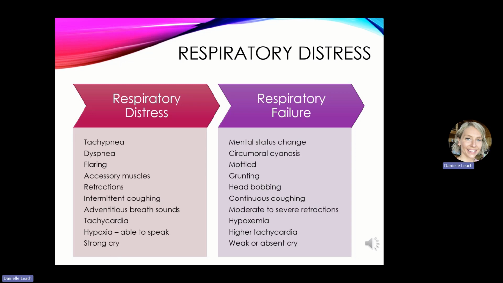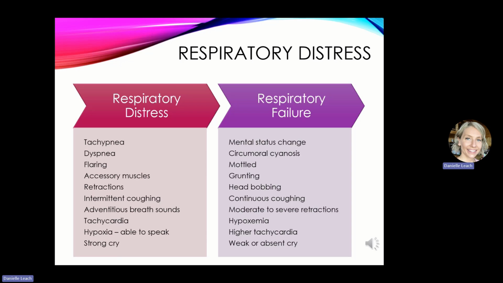So the difference between respiratory distress and respiratory failure in children, respiratory failure being the more severe of the two. In respiratory distress, the child will have tachypnea, dyspnea, nostril flaring, use of accessory muscles, and retractions, so it could be intercostal retractions, substernal retractions, or subcostal retractions. They could have intermittent coughing, meaning they're not coughing constantly, but they are coughing on and off. Adventitious breath sounds, so it could be any of the ones we talked about previously, like crackles, stridor, wheezing, etc.